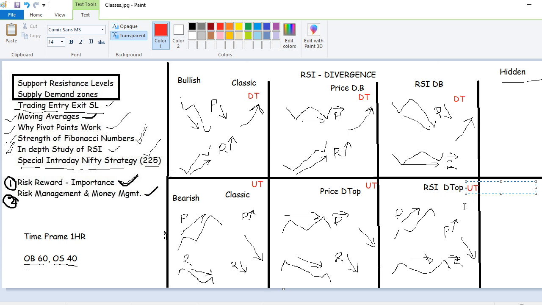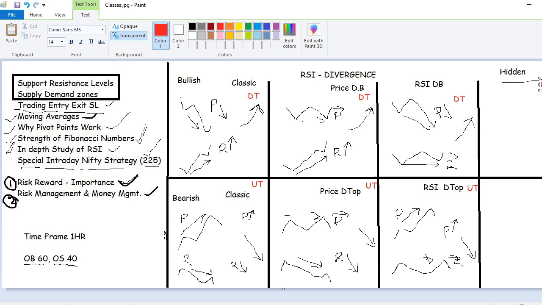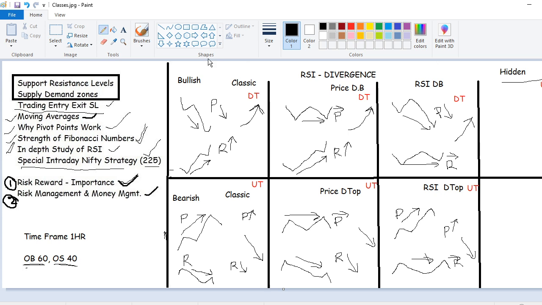But for a change, we see this hidden bullish divergence in an uptrend and we see this in a downtrend. Now how exactly does this happen? It happens in this way. See, uptrend means what? It should make higher lows. So when compared to the previous low, it makes a higher low. Price is up, but the RSI says that I'm going down.